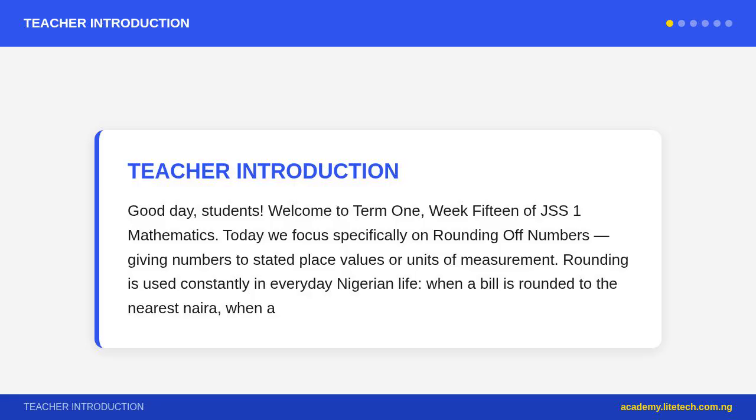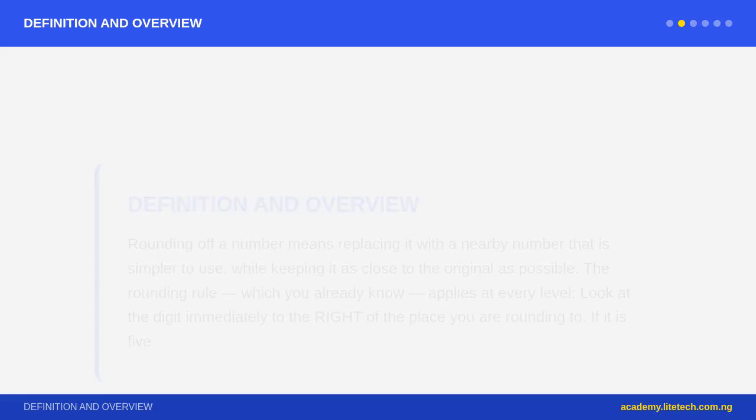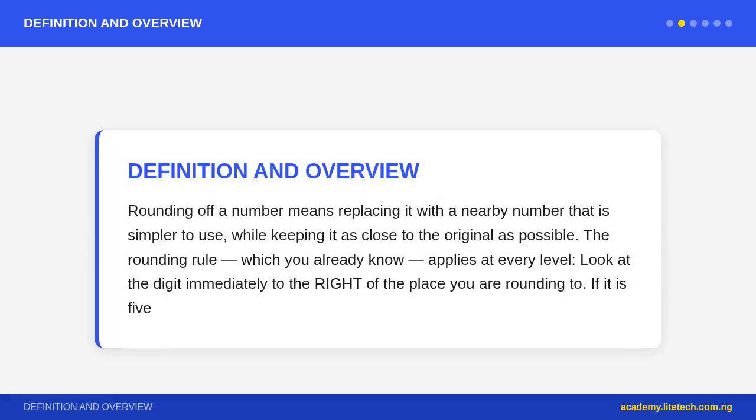Then replace all digits to the right of the rounding place with zeros, for whole numbers, or drop them, for decimals. A visual way to understand rounding: place the number on a number line between the two multiples it falls between. The number rounds to whichever multiple it is closer to. If it is exactly halfway, that is, the deciding digit is exactly 5, always round up. Nigerian currency example: a bill comes to 1,347 naira and 60 kobo. The bank rounds this to the nearest naira, since 60 kobo is more than 50 kobo, round up. The customer pays 1,348 naira.